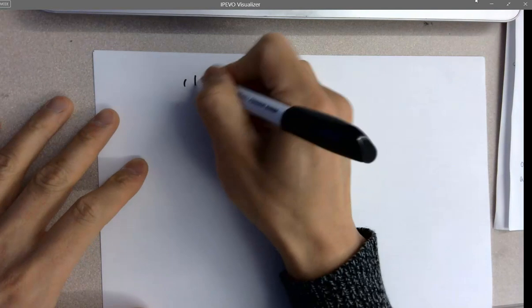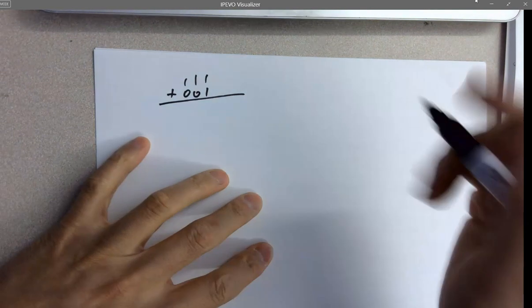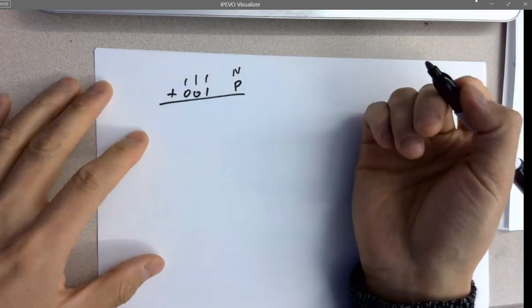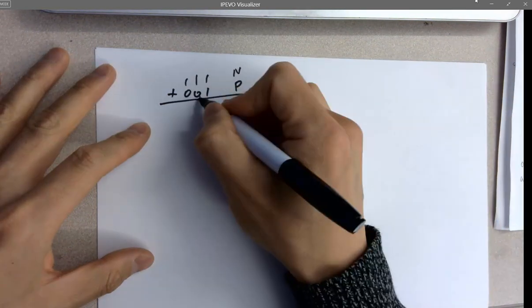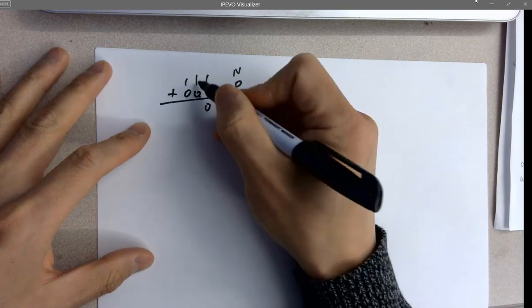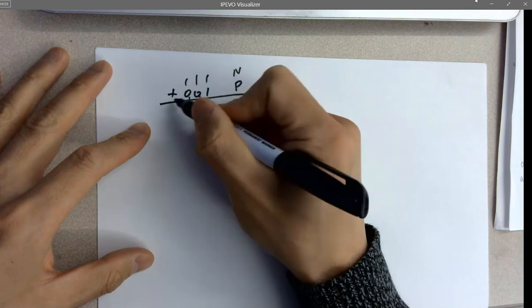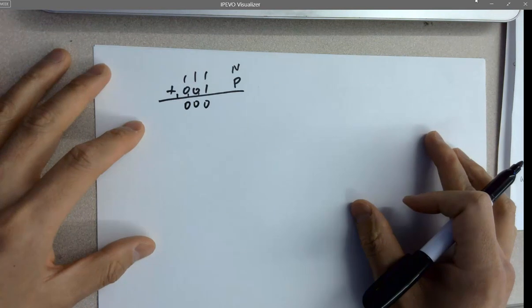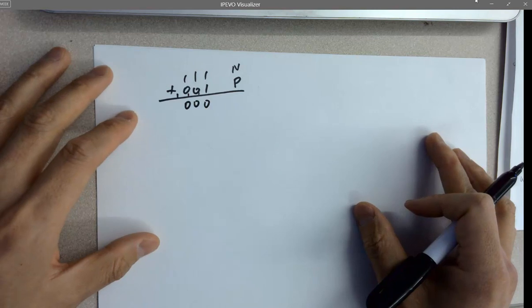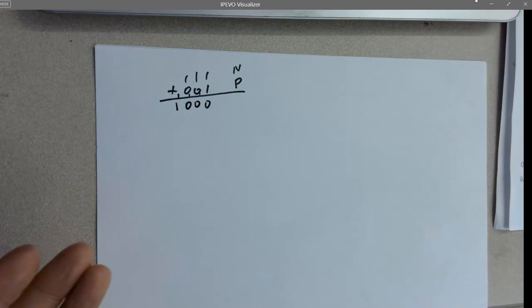So I got more examples here. If we have 111, 001, for example, definitely we know there's no overflow because it's not PPN or NP, right? It's NP something. And this is C0, C1, and C2. Overflow or not? No. What should you do? Do you want to use C2 here? Then it's an error. It's not the correct answer.